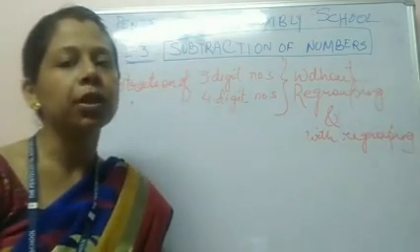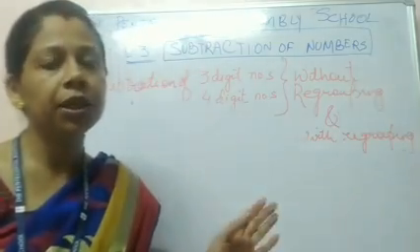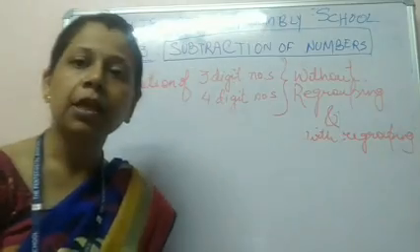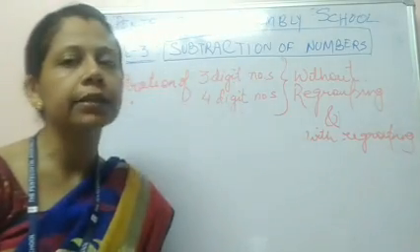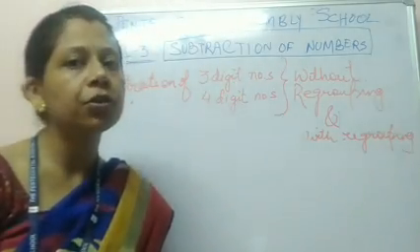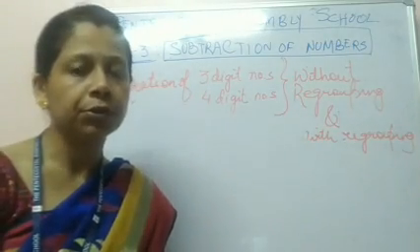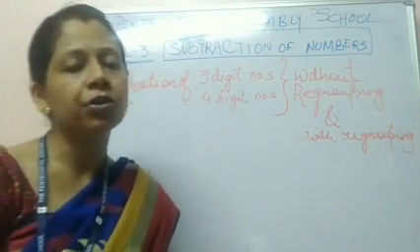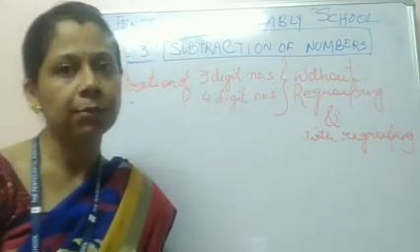Today we are going to start a new chapter, that is chapter 3, Subtraction of Numbers. We have completed lesson 1 and lesson 2 and have done a thorough revision of both the chapters. So I am assuming that there is no confusion in the first two chapters.